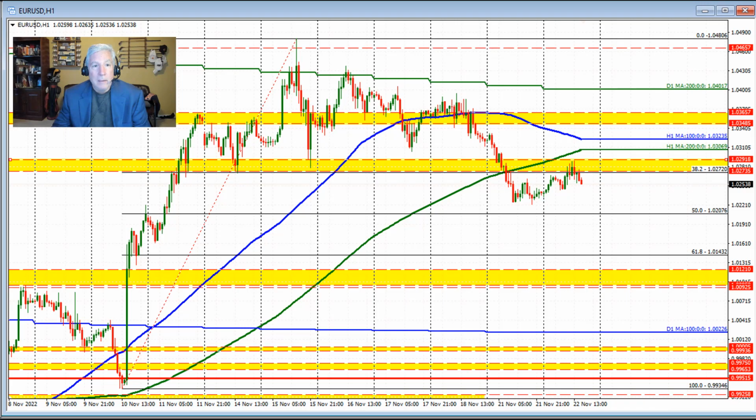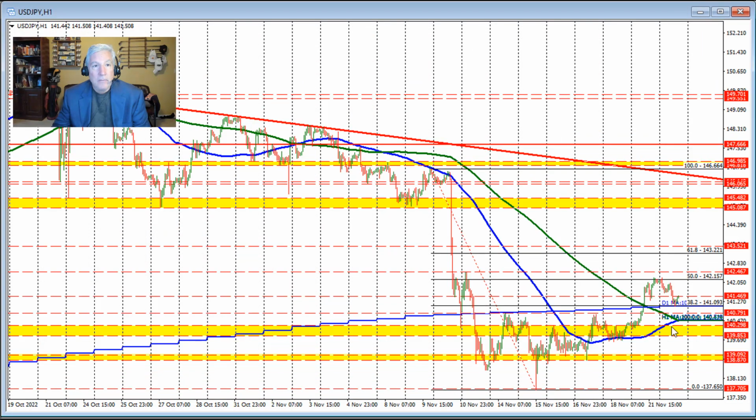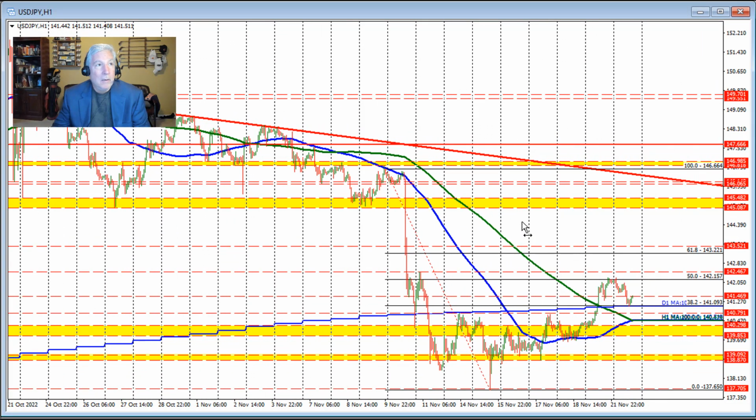Let's take a look at the dollar versus yen next. And if we look at that currency pair, we're going to stay on the hourly chart here. In trading yesterday, the market moved above the dual moving average levels, including the 100-hour moving average and the 200-hour moving average. That gave the go-ahead to push to the upside.